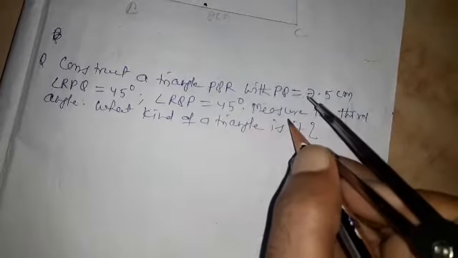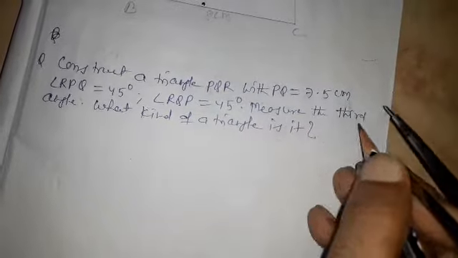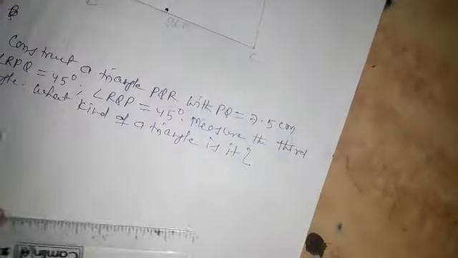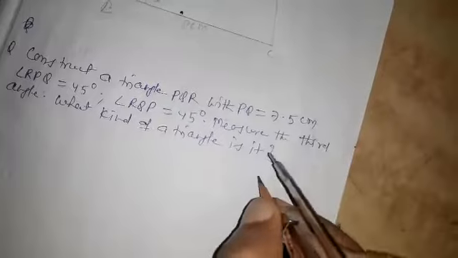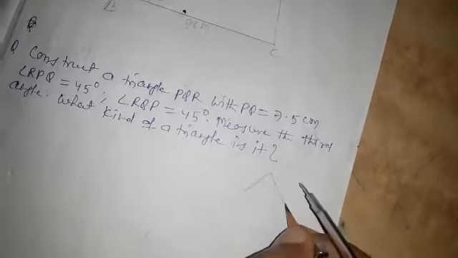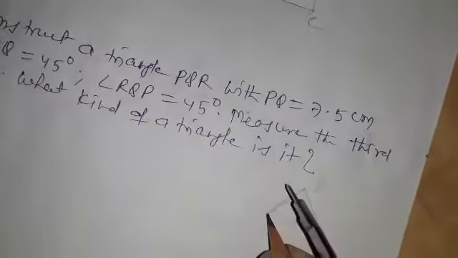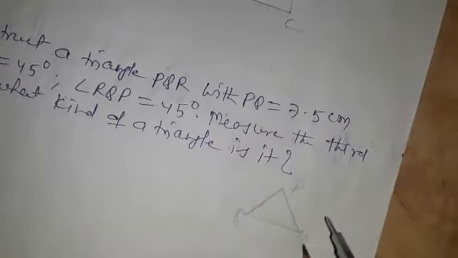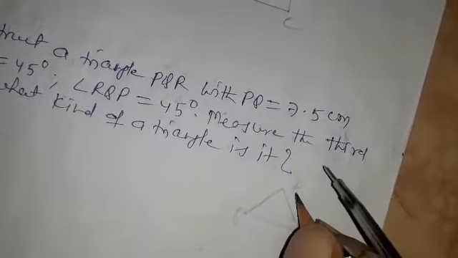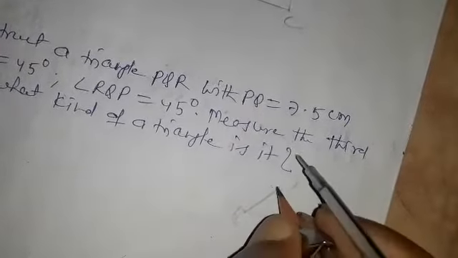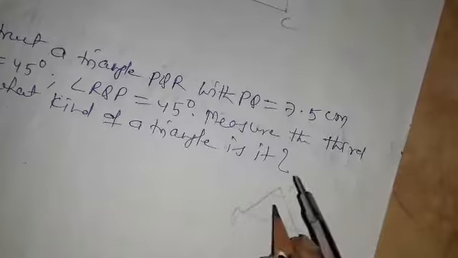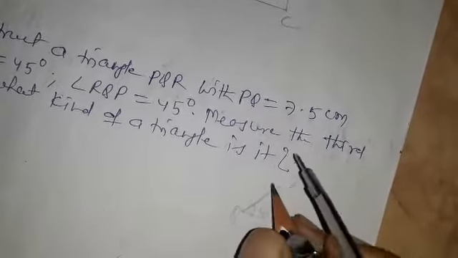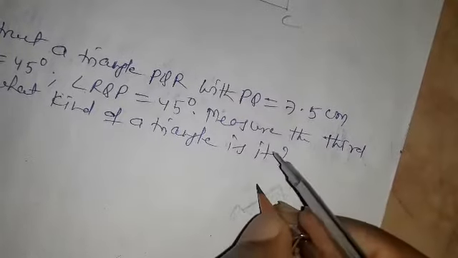RQP also 45 degree. Measure the third angle. What kind of triangle is it? So first we draw a rough sketch. PQR, angle RPQ is 45 degree, angle RQP also be 45 degree, and PQ is 7.5 centimeter.